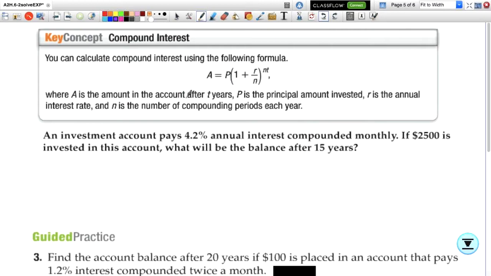So A is going to be the amount you have after T years. So it's your outcome, okay? T represents how many years you have it invested. P is like your A value. It's what you start with. It's your initial amount or your principal amount.